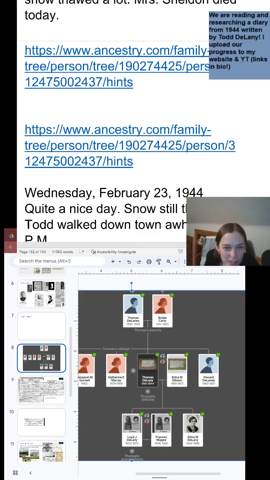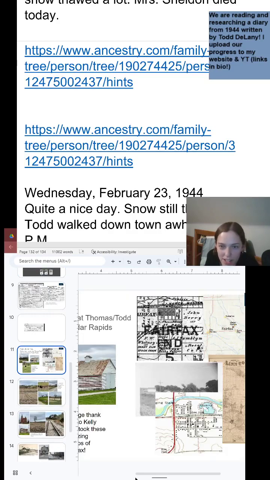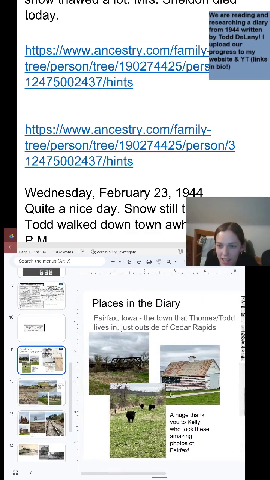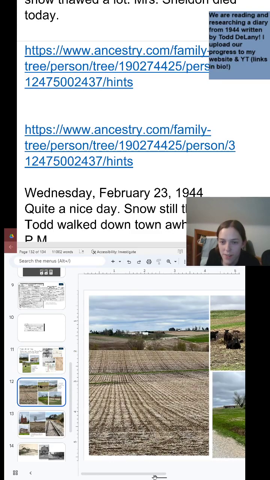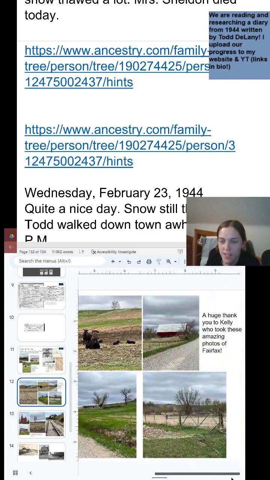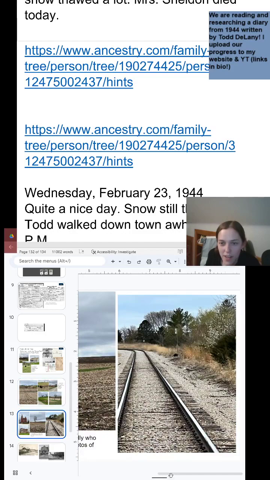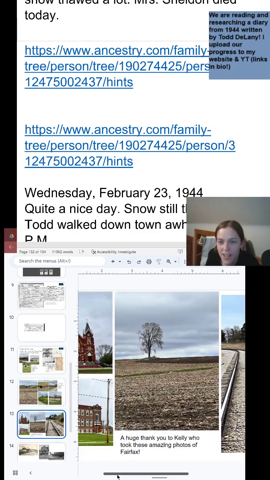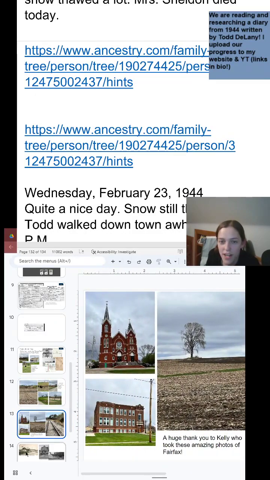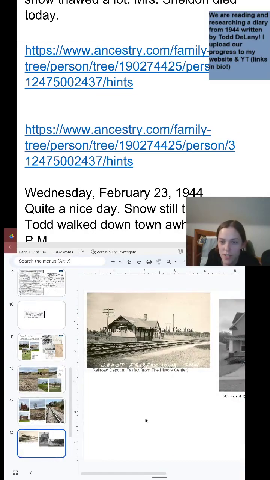Do we have pictures of places and streets that he wrote about? We have some lovely pictures that Kelly sent in. I don't know if you guys can see it. I think you can see it. These pictures are all of Fairfax, the town that Todd lived in. Kelly lives nearby, and she goes by there every weekend, and she took some pictures for us. So those are in there. Those are all of the places nearby to Todd's house, because the town is pretty small.